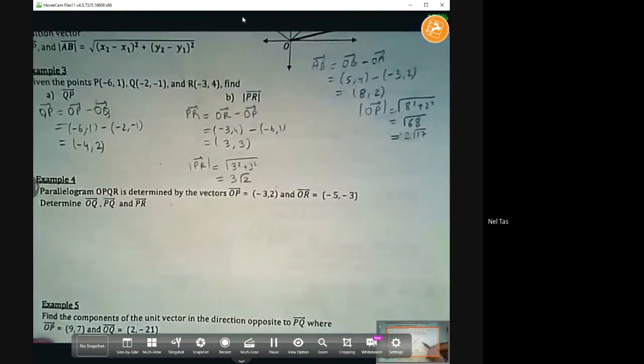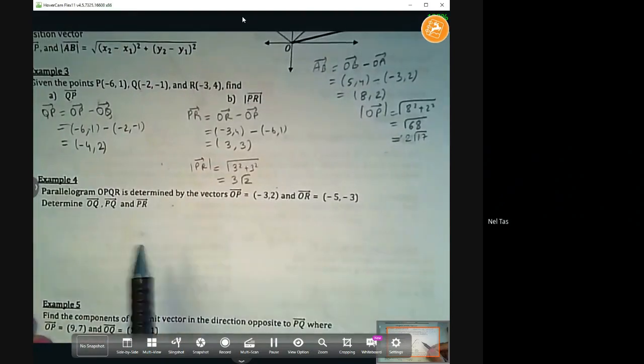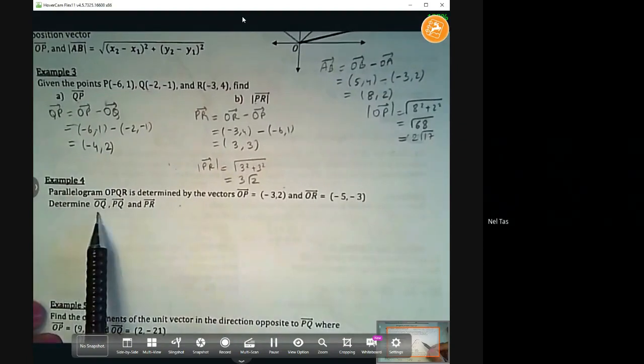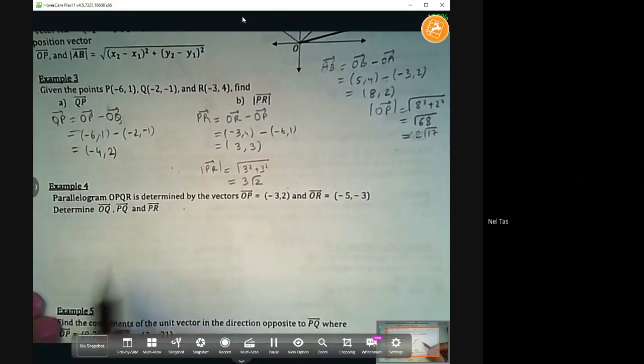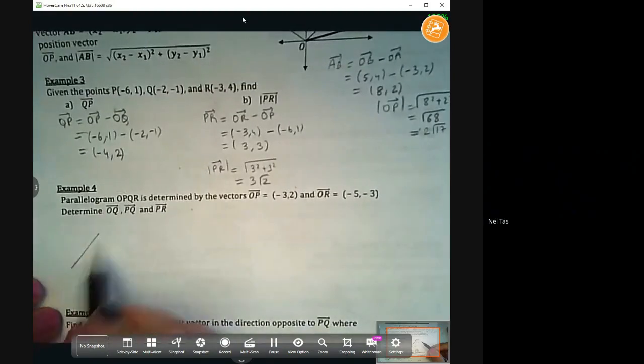Let's look at example 4. Parallelogram OPQR is determined by the vectors OP and OR. Determine OQ, PQ, and PR vectors. Okay, so let's represent this. You don't have to use a coordinate system. You can draw any parallelogram.